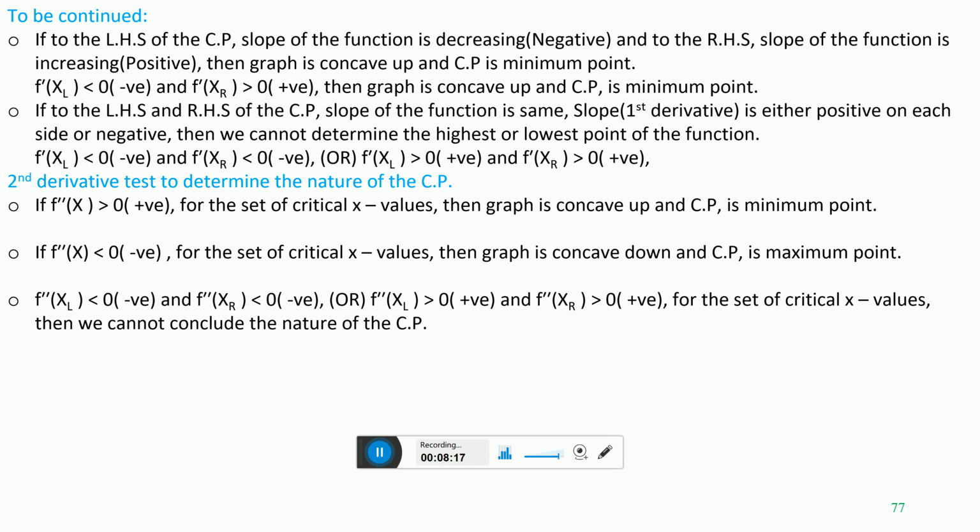Suppose the slope to the left hand side of the critical point is positive and to the right hand side it is again positive. So we cannot conclude about the nature of the point. Or for example, the slope of the function to the left hand side of the critical point is negative and the slope to the right hand side is also negative. So on each side the sign of the slope is the same, then we cannot conclude the nature of the point.